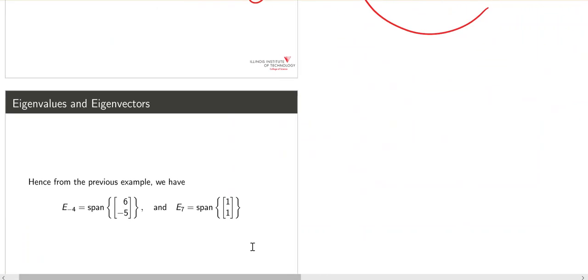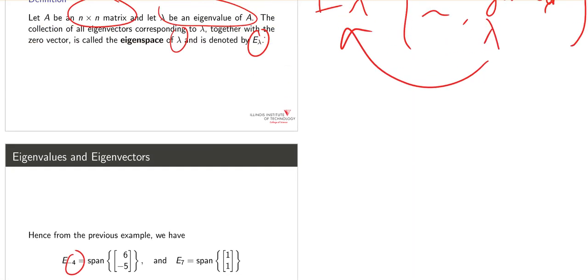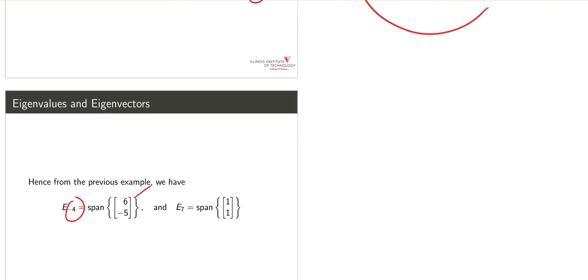And so, for example, the eigenspace for -4 is all the multiples of (6, -5). If you write this as a span, it also includes 0. This is actually a vector space because we know the span of any vectors is a vector space. So this is called the eigenspace. So the terminology, this is called the eigenspace, right?